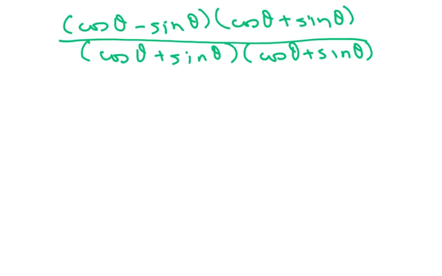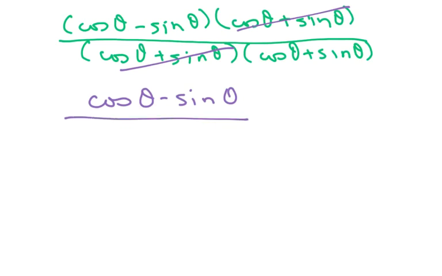Now, what you're going to get is, these two cancel, so you're going to get cosine of theta minus sine of theta over cosine of theta plus sine of theta.